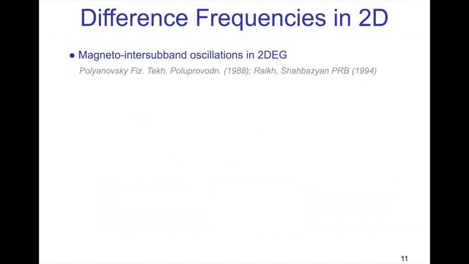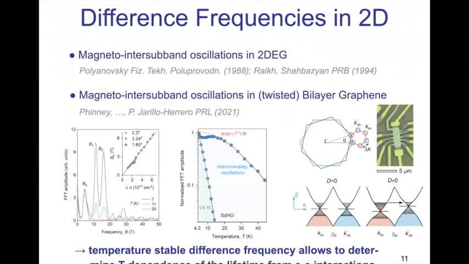Now, these difference frequencies are actually already known in 2D systems. They're known as magneto-inter-subband oscillations, and they emerged as a special case out of our theory. They've been known since the late 80s.